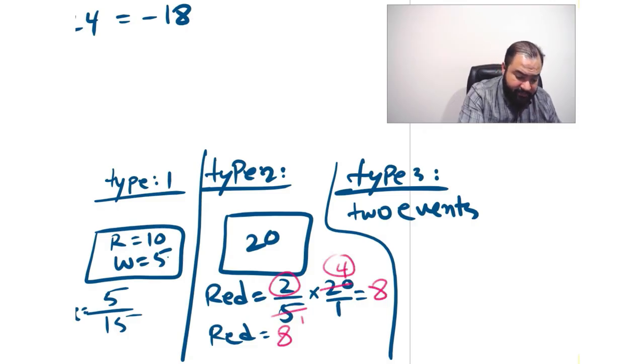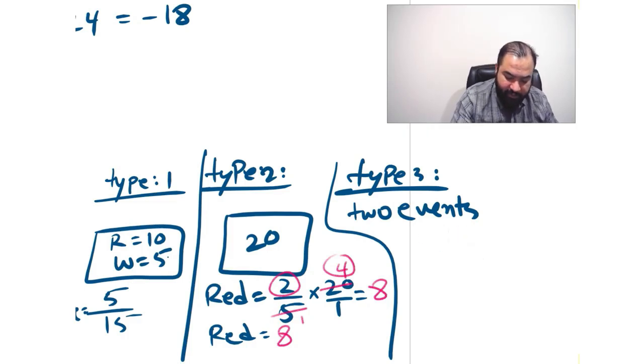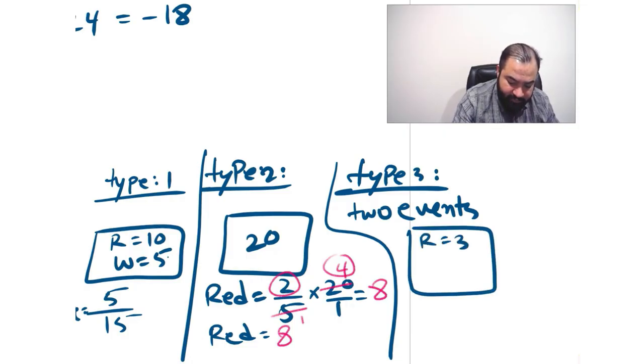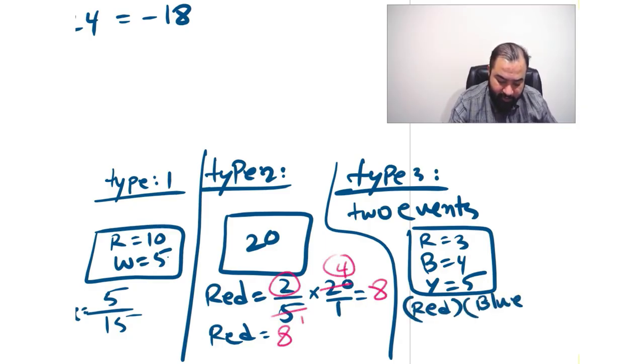Let's say you have a big box. You have 3 red marbles, 4 black marbles, and 5 yellow marbles. Now if I were to pick 2 marbles, what is the probability that first I get a red and then I get a black?